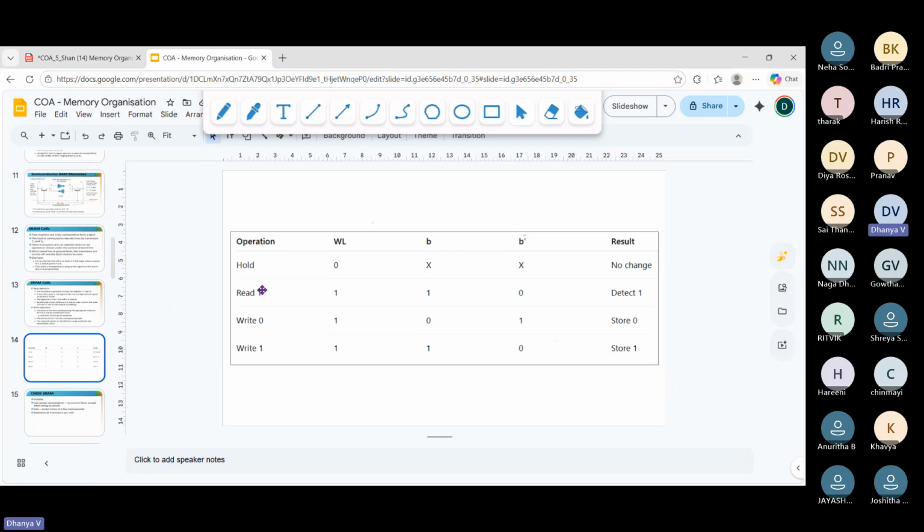Okay, so writing is overwriting the condition. If initially the latch has 0 but you're going to write 1 now, it will be overwritten. That 0 will be overwritten with 1. But if you're reading now and there is a 1 there, you have to read that 1. So in that case, your B will be 1 and then B dash will be 0.